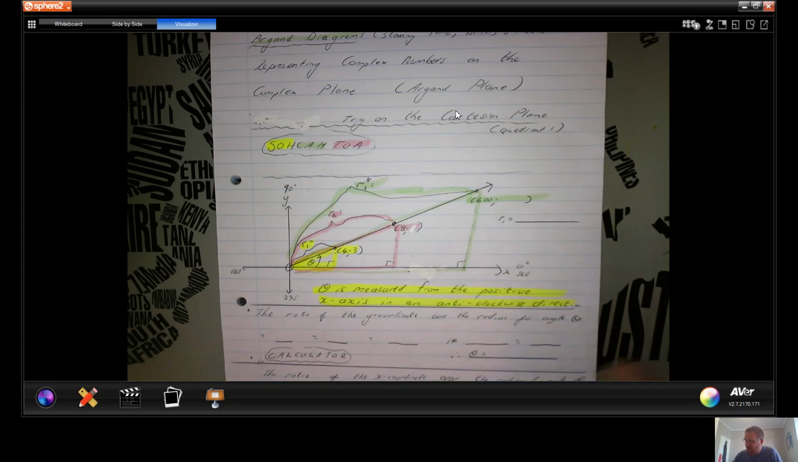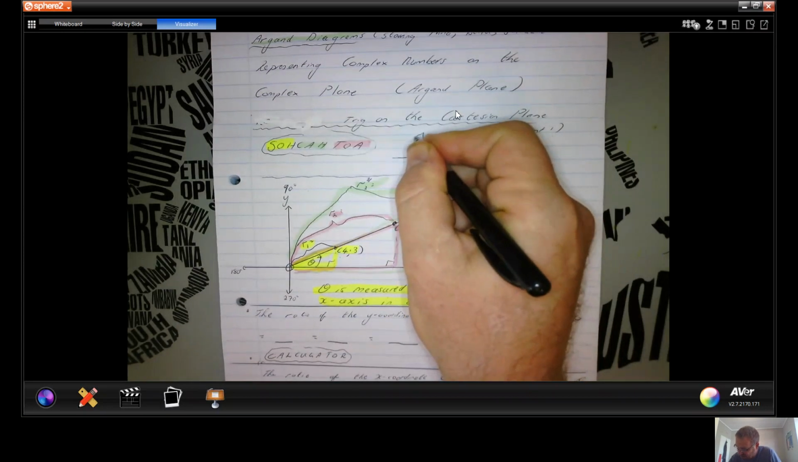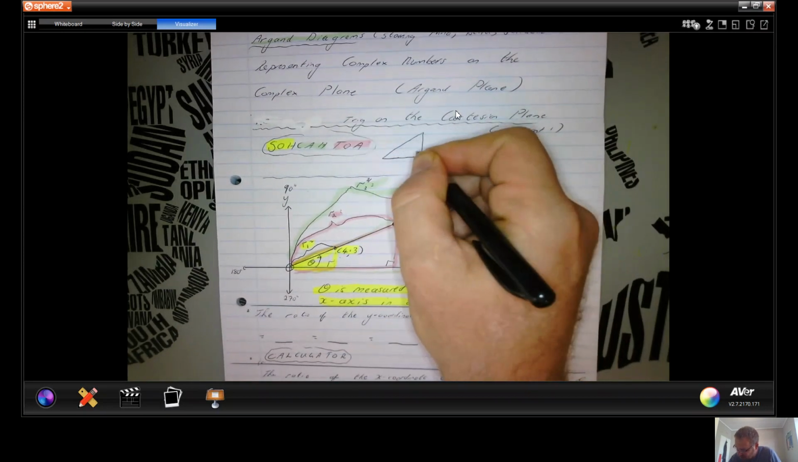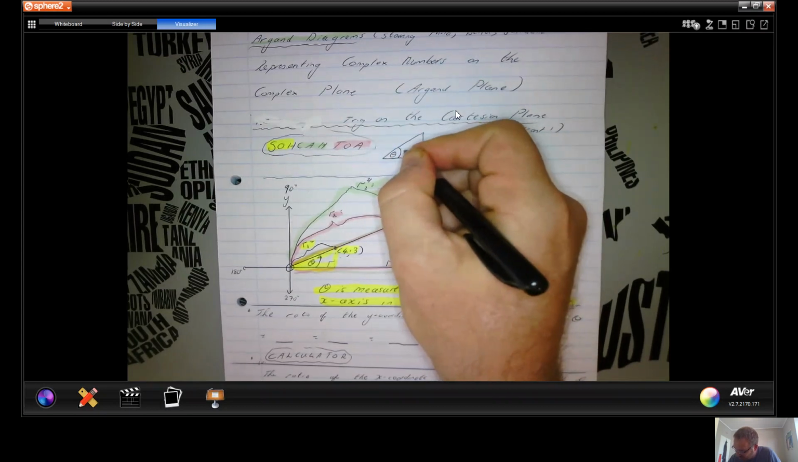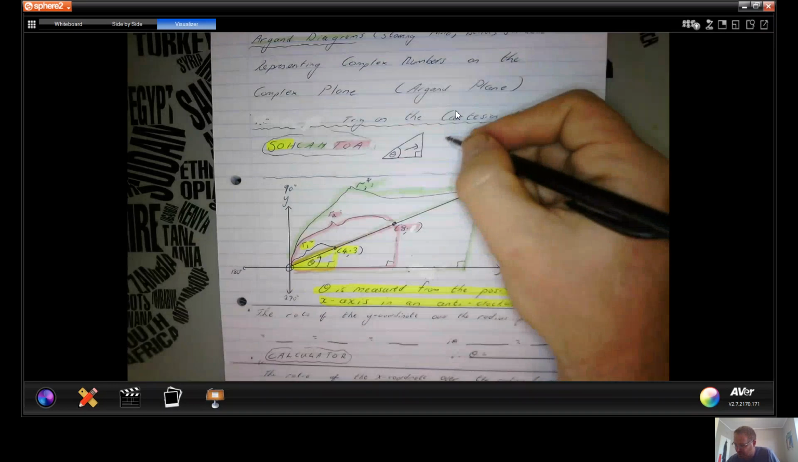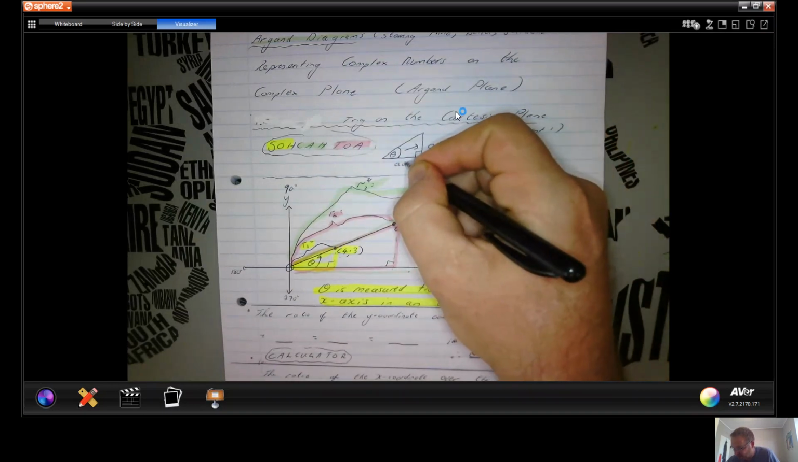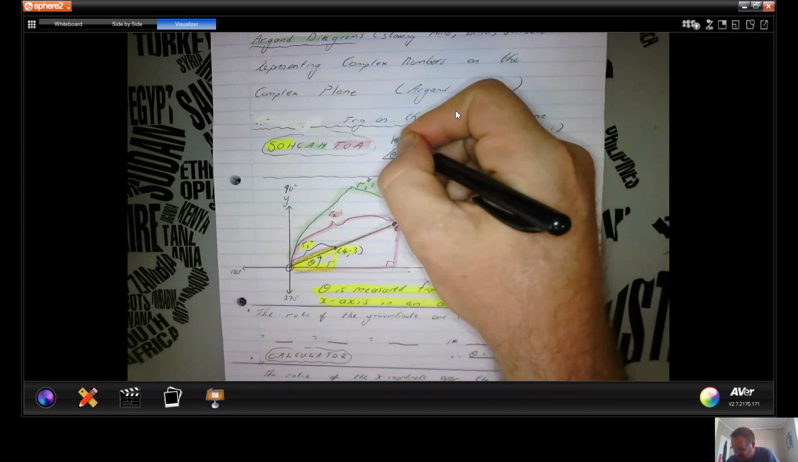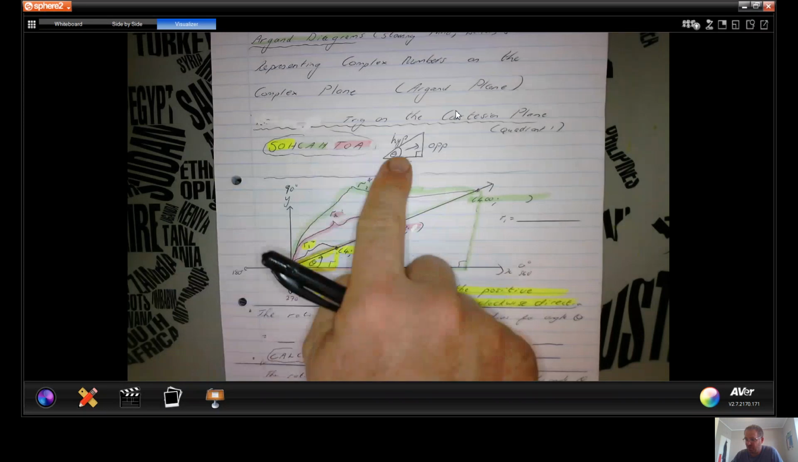So up to now, you've only worked in right angle triangle trig. In right angle triangles, if we had some angle theta, we would call this side the opposite side, this side the adjacent side, and that side the hypotenuse. All trig in right angle triangles uses that definition.